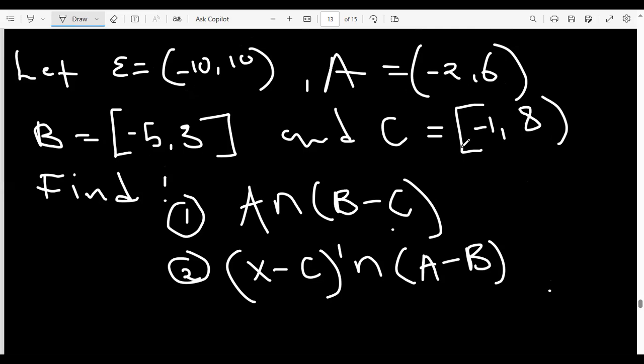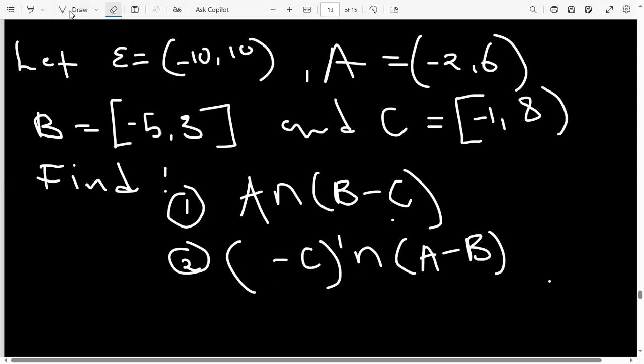And then let C be a half closed interval from -1 to 8. The question now is find A intersection, and then in the brackets we have B minus C, and then we have the universal set. This was supposed to be E here. So we are saying E minus C there. Find the set E minus C complement intersection A minus B.